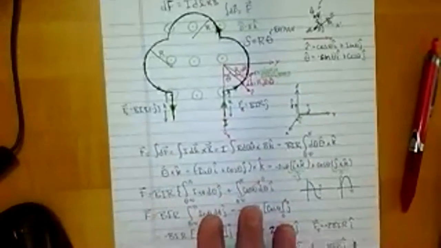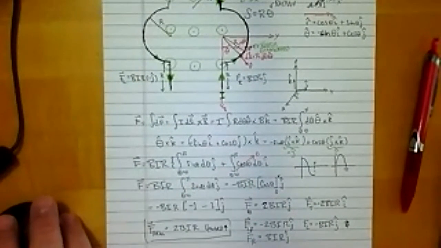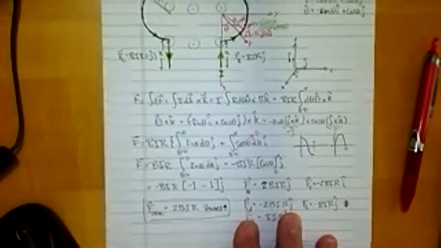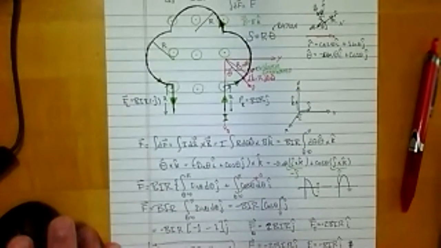Well, I hope that helps you see a little bit how this is done. And again, there's the answer, 2 B I R upward. There's the original problem. And that's it.